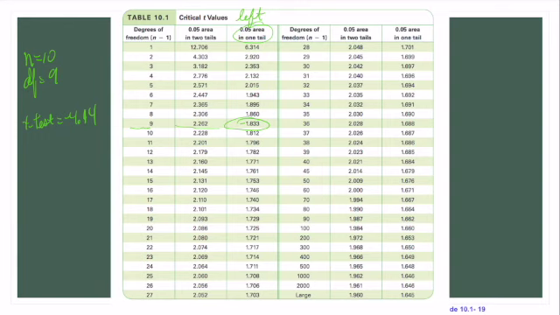I want my test statistic to be less than my critical t-value, which is negative 1.833. Because my critical t-value is greater than my computed test statistic, I can reject my H0, or null hypothesis, at the 0.05 significance level.